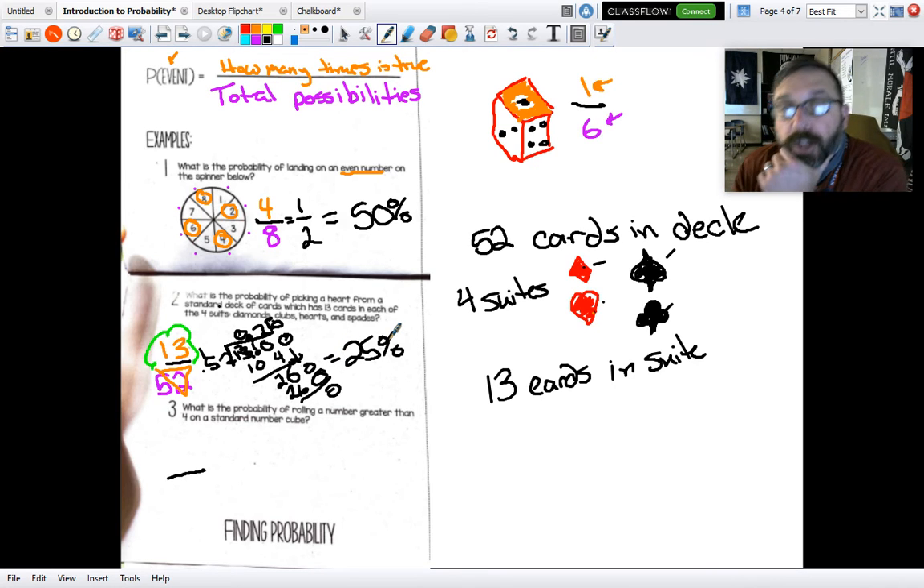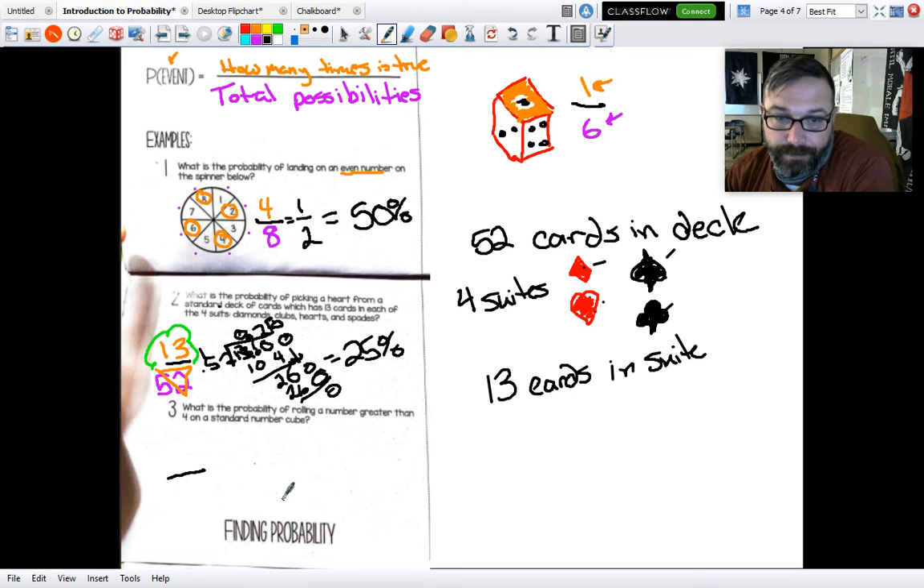The other way you can look at this, how many total suits are there? 4 suits. How many of those suits are hearts? 1. 1 over 4. What's another name for 1 over 4? A quarter. How much is a quarter worth? 25 cents. 25 cents, 25%. And I did have a couple students that made that leap just in their head. Perfectly fine, nothing wrong with that. I like the way you think.